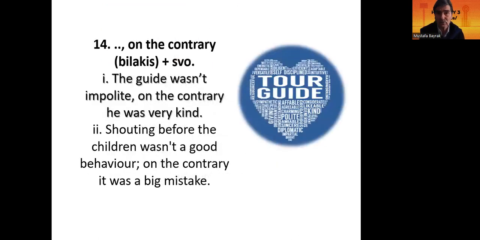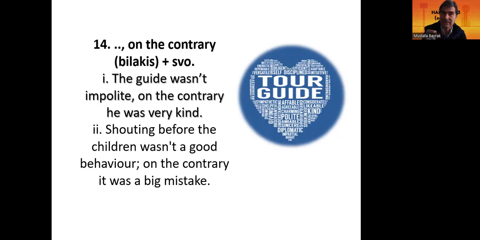Okay, with on the contrary, the guide wasn't impolite. Okay, this is a fact. The guide wasn't impolite. On the contrary, he was very kind. Okay, the guide wasn't impolite. Yes, to express the reality. This is not reality then. The guide wasn't impolite. On the contrary, he was very kind. Yes, to stress, to emphasize that he was very kind. Okay, you see the message here?